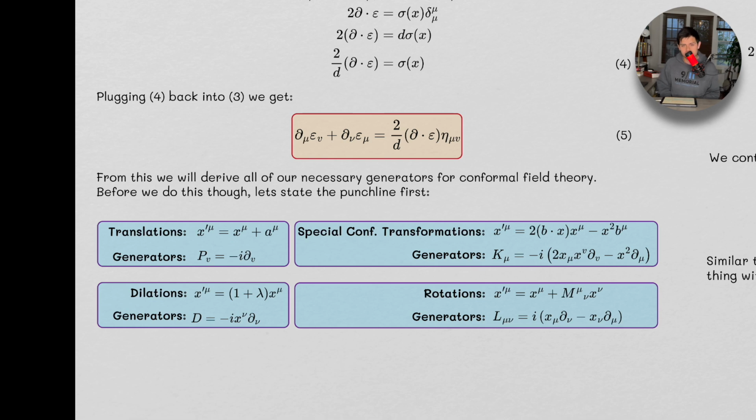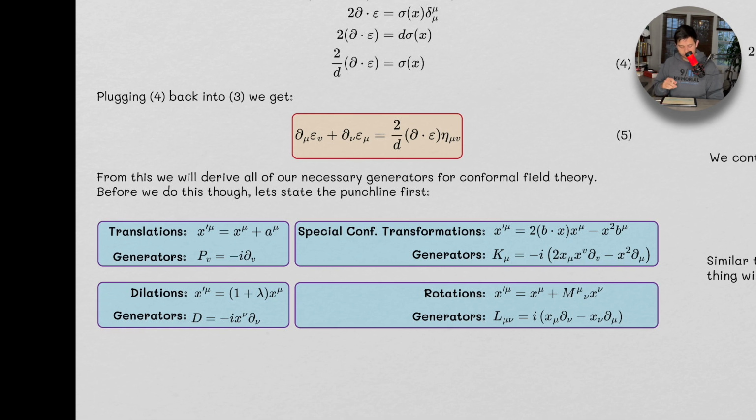So this video might be a little bit long, but we're going to get all of these out. We're going to get the generators for translations, generators for dilations, generators for rotations, and generators for what really makes conformal field theory unique, these special conformal transformations like this. We sort of hand-wavingly established this in the last video as being the solution to a differential equation, but now we're going to actually derive it full force. And so let's go ahead and get started.